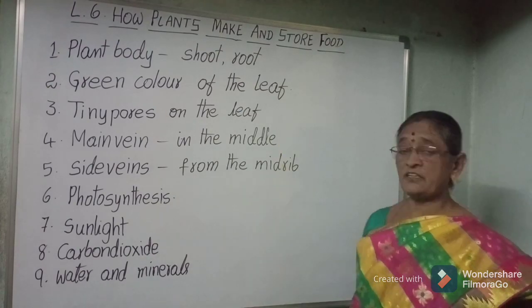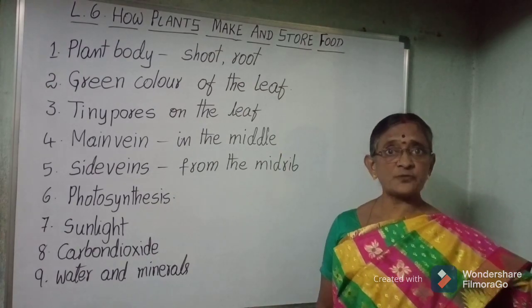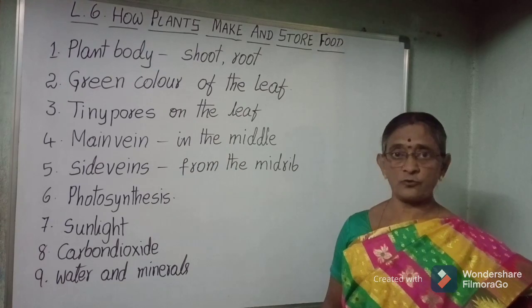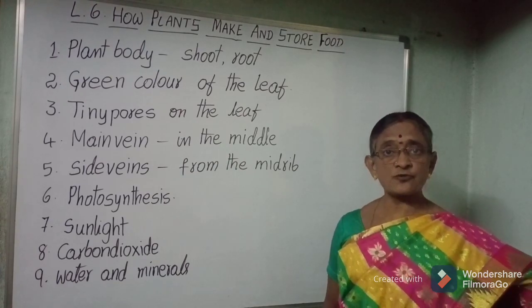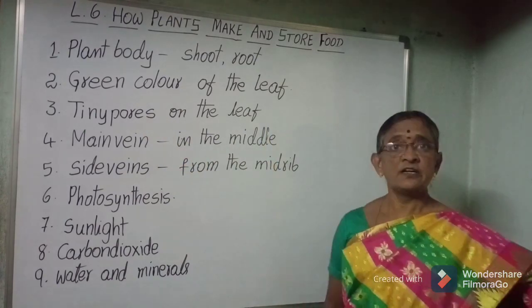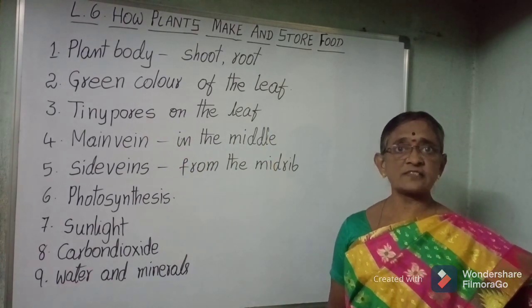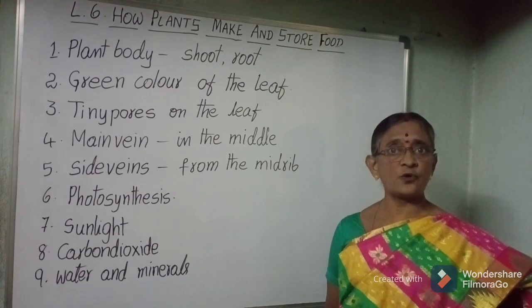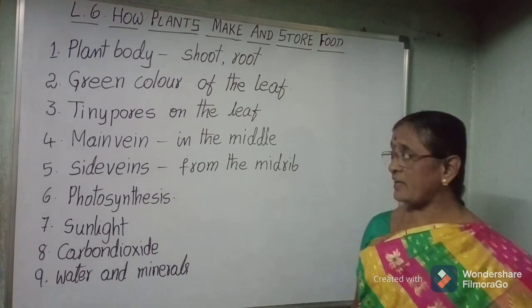Root is of two types. Green color of the leaf. The green color which is present on the leaf is called chlorophyll. Chlorophyll helps to trap the sunlight. Tiny pores on the leaf. Tiny pores on the leaf are called stomata, which help to take carbon dioxide from the air.